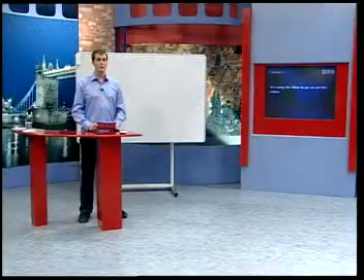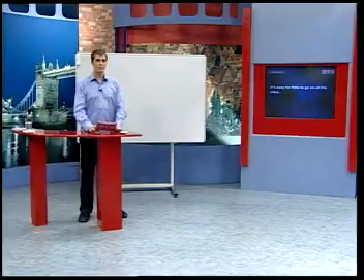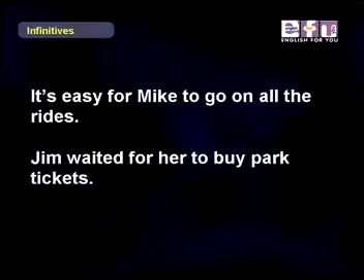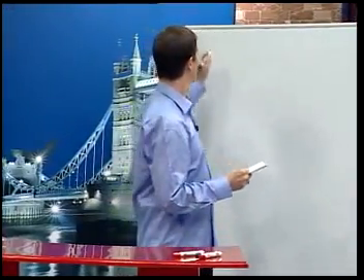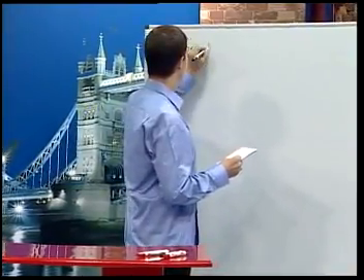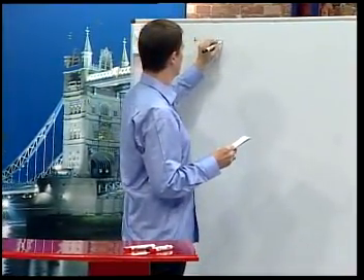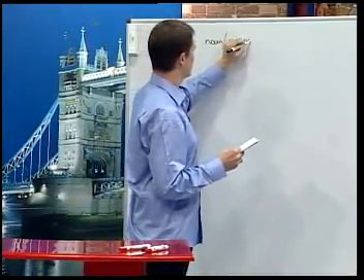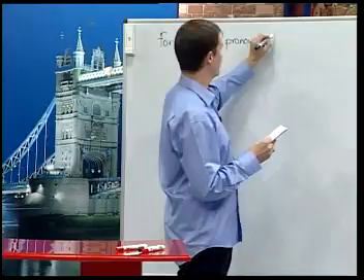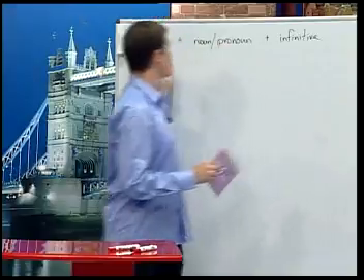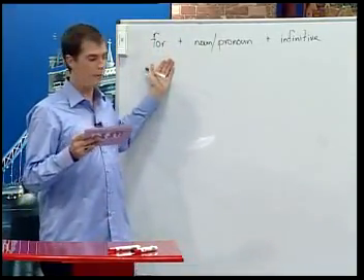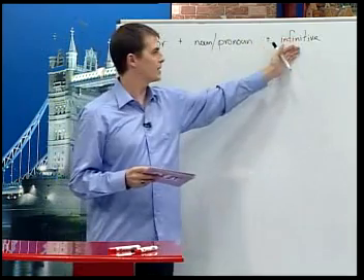Let's look at one more use for infinitives. Have a look at these examples. It's easy for Mike to go on all the rides, and Jim waited for her to buy park tickets. So we have for plus noun or pronoun and plus an infinitive. This form is often used with an infinitive. For, noun or pronoun, plus an infinitive.